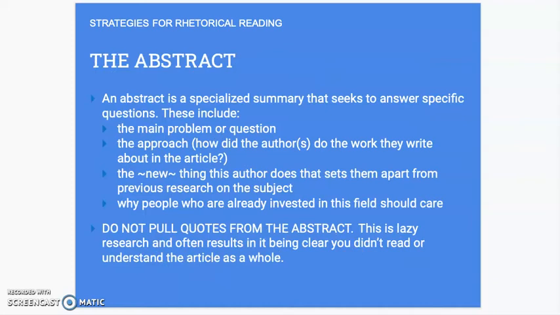Next thing that you want to look at is the abstract. So this is a specialized summary that answers certain questions. Firstly, whatever the main problem of the article is or the main question they're trying to answer, their approach, how did they do the work that they're going to write about, whatever shiny new thing this author does that sets them apart from previous research, and why people who are already invested in this field should care about this article.